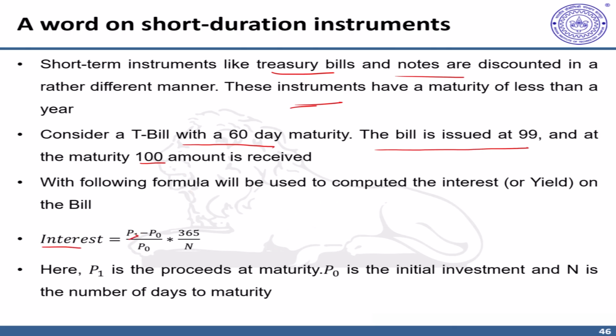P1 is the amount or proceeds received at maturity. P0 is your current price or investment in the instrument. N is the number of days to maturity, like in this case 60 days. And 365 is the total days in 1 year.